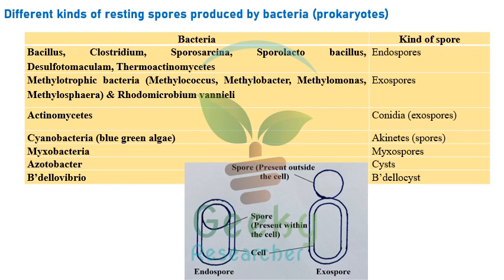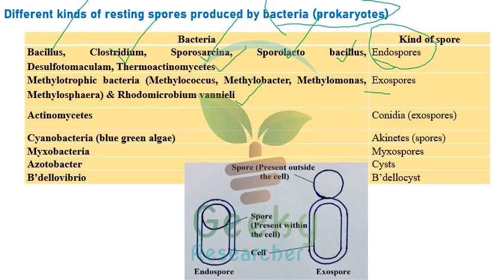Now the different kinds of resting spores that are produced by bacteria. We will see what are the different kinds of resting spores that bacteria can produce. Bacillus, Clostridium, Sporosarcina, Sporolactobacillus, Desulfotomaculum and Thermoactinomyces produce endospores, whereas methylotrophic bacteria, that is Methylococcus, Methylobacter, Methylomonas and Methylosporovibrio, and Rhodomicrobium vannielii, produce exospores.